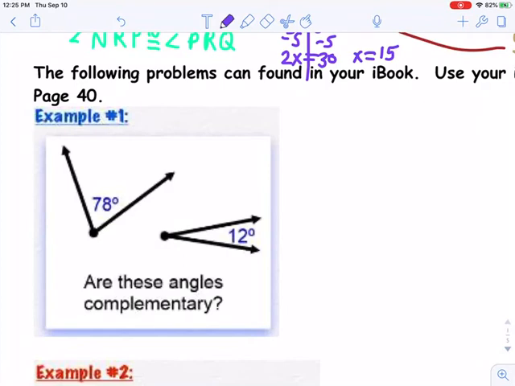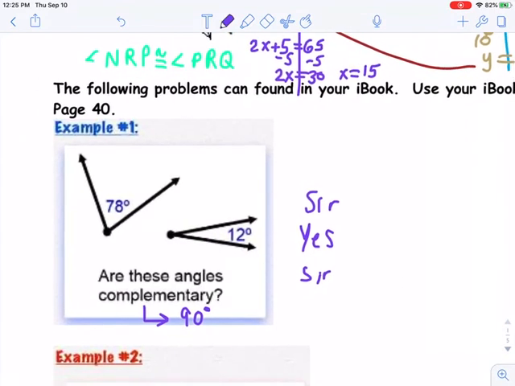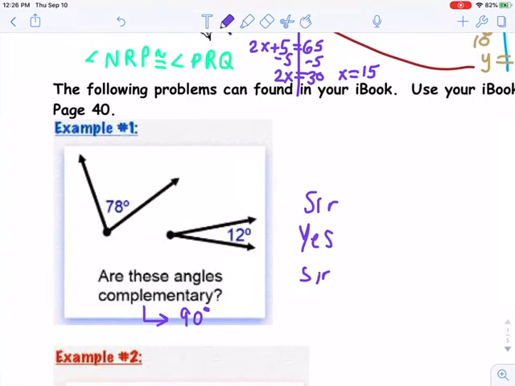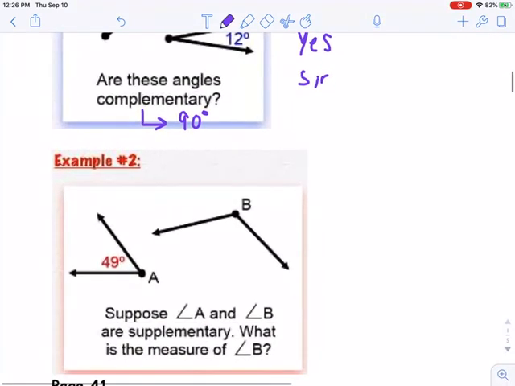So, are these angles complementary? We immediately have to think complementary, 90 degrees. It's the right thing to give compliments. Get it? Right thing, 90 degrees. All right, so the answer is yes, because 78 plus 12 equals 90 degrees. Remember, complementary angles don't have to be adjacent. They don't have to touch.